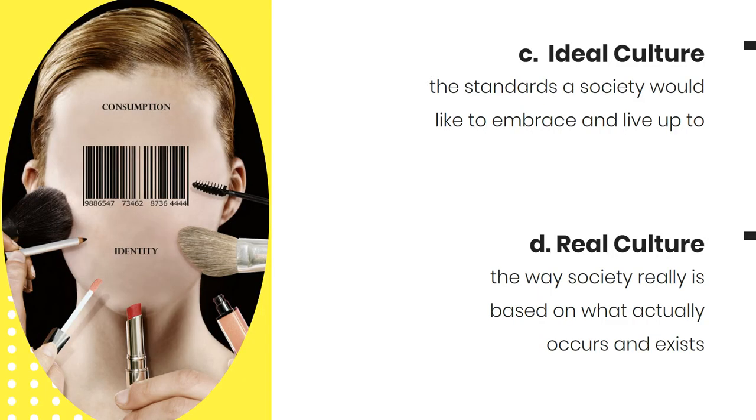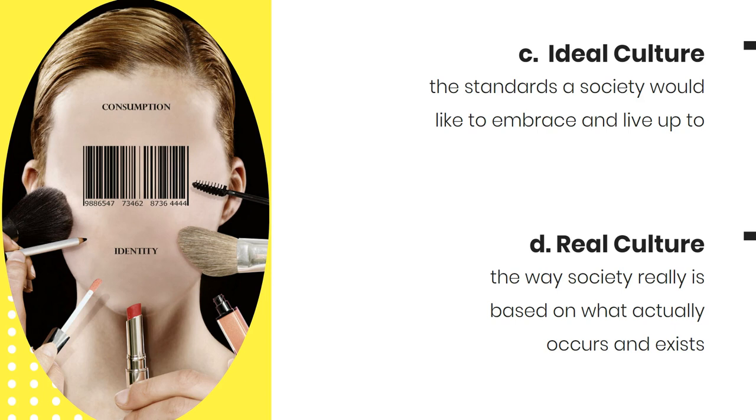In our society, with the non-material culture, we have the ideal culture as well as the real culture. The ideal culture is the standards that a society would like to embrace and live up to. The real culture is the way in which society really is, based on what actually occurs and exists.